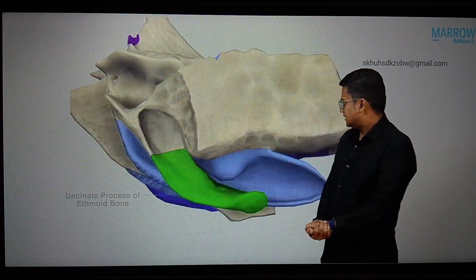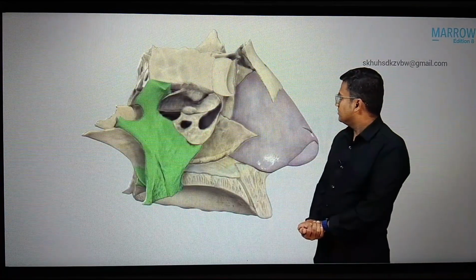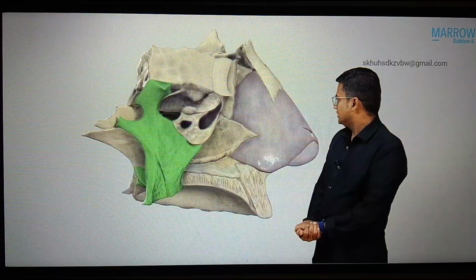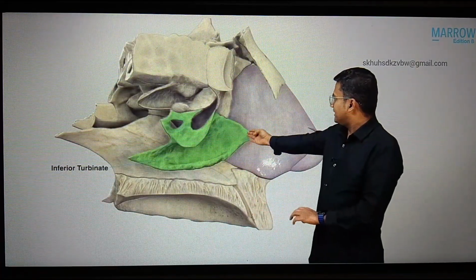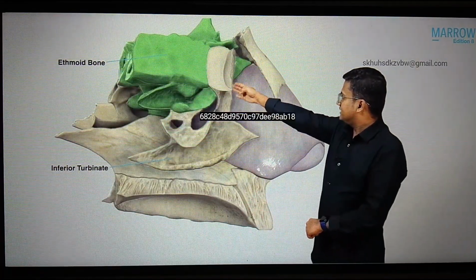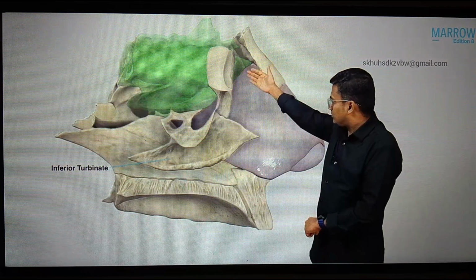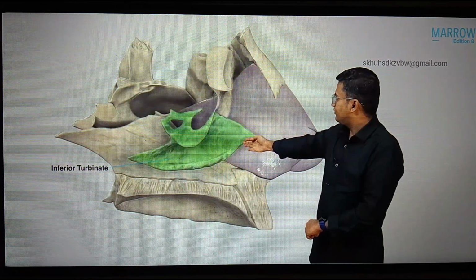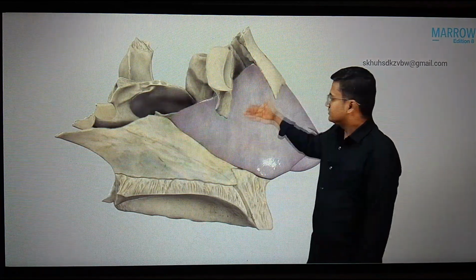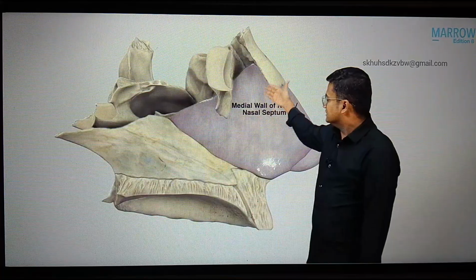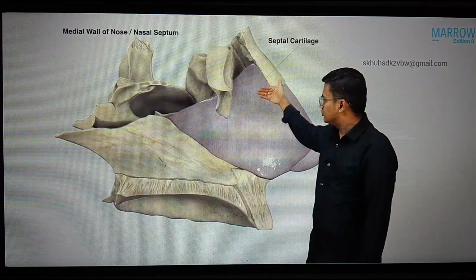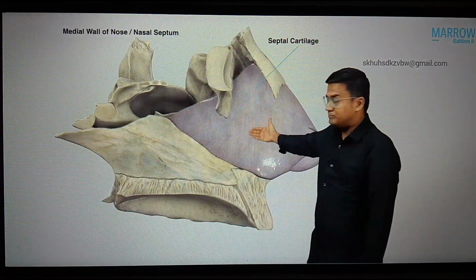Next, we're going to see the medial wall of the nose, the nasal septum. So that is the inferior turbinate, superior turbinate and middle turbinate, and the ethmoid bone. We're going to remove the ethmoid bone and the inferior turbinate. So now we can see the medial wall clearly. We remove the lateral wall and we are seeing the nasal septum.